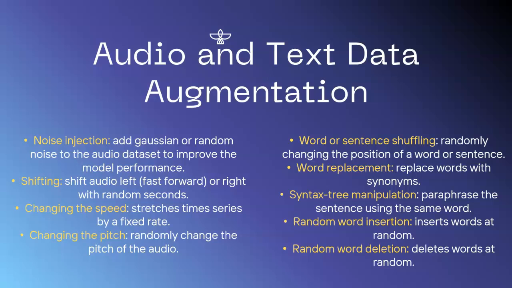And in audio signals also, we can add noises, different types of noises, like Gaussian random noise. So these are the main data augmentation techniques that we can use in order to improve the model efficiency and to avoid overfitting in the CNN.